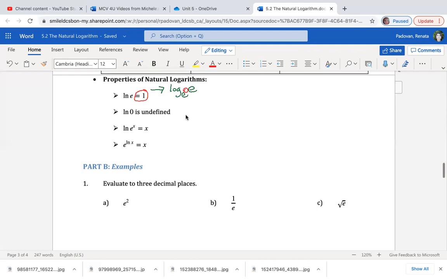So again, if I was looking at my log base e of 0, right? Anything of 0 is undefined. So even if it was log any base of 0, that would be undefined if you were to plug that in. So then therefore the ln of 0 would be undefined as well. Okay. So what if I had ln of e to the exponent of x?